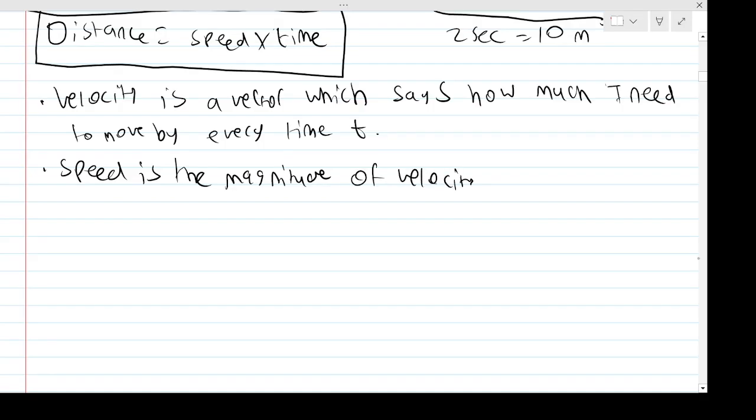So in summary then, the displacement is the vector that tells me how to get from point A to point B. The distance is the magnitude of displacement, which is the overall distance, or the length of the journey. Velocity tells me how much I need to move by every second, for example. And then speed is the magnitude of velocity.